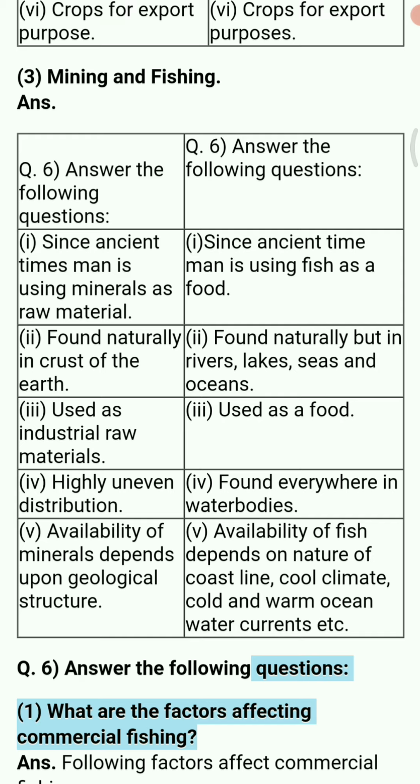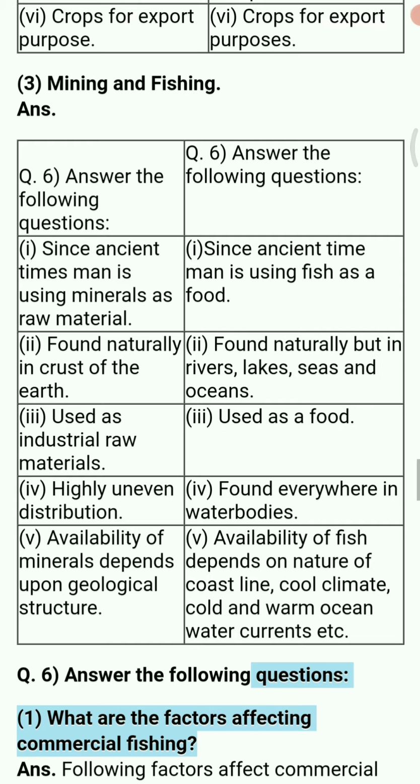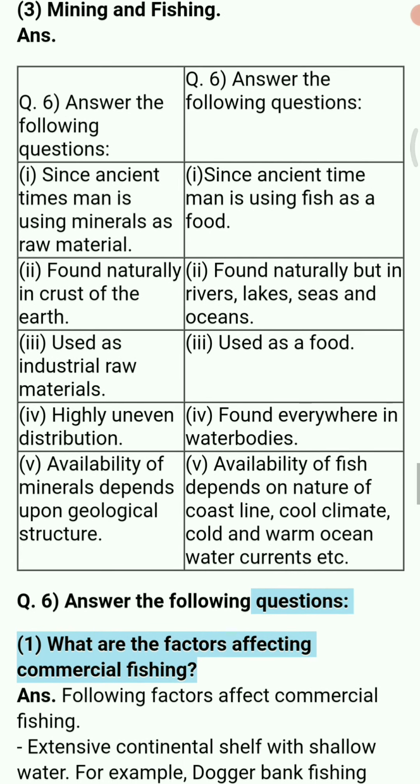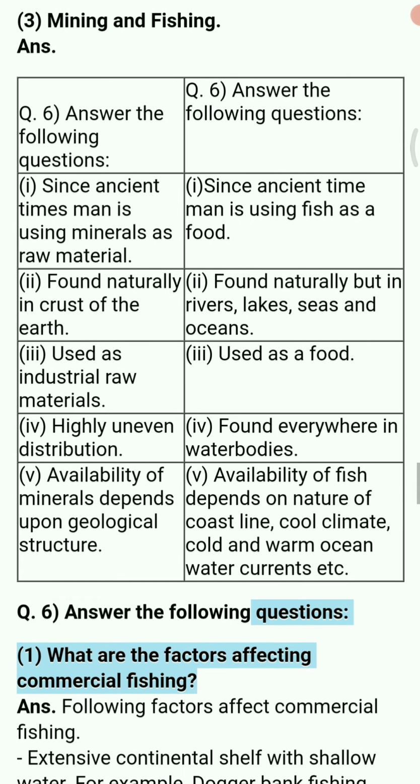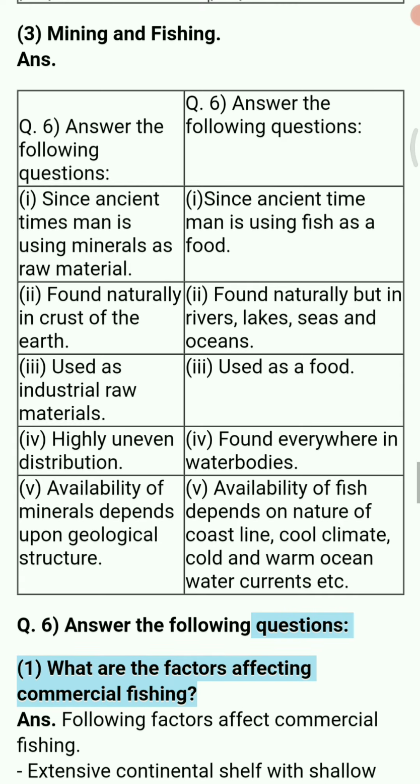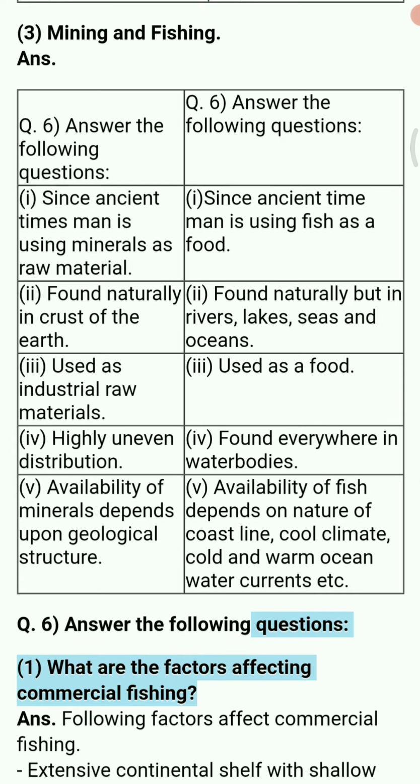Next is availability of minerals depends upon geological structure, whereas the availability of fish depends on the coastline. How is the coastline, whether it is cold or warm.